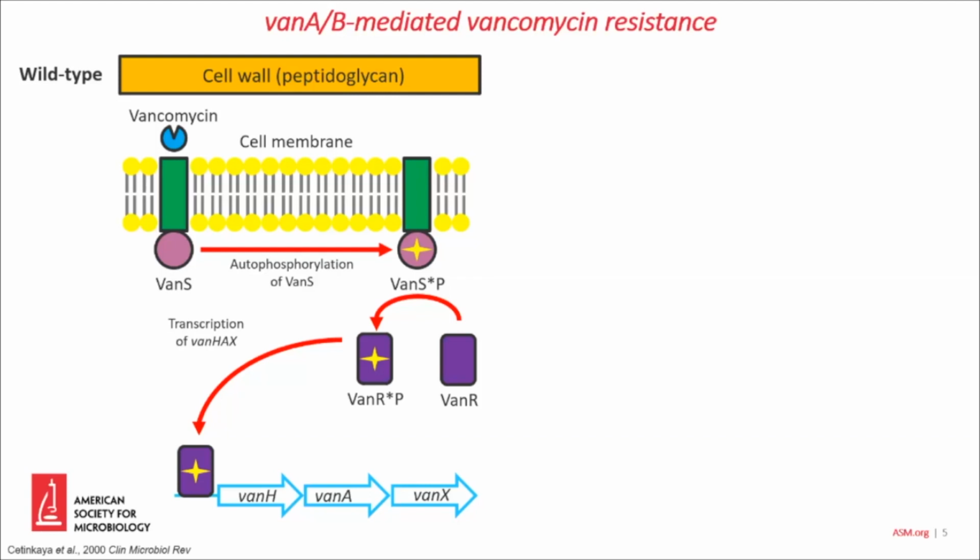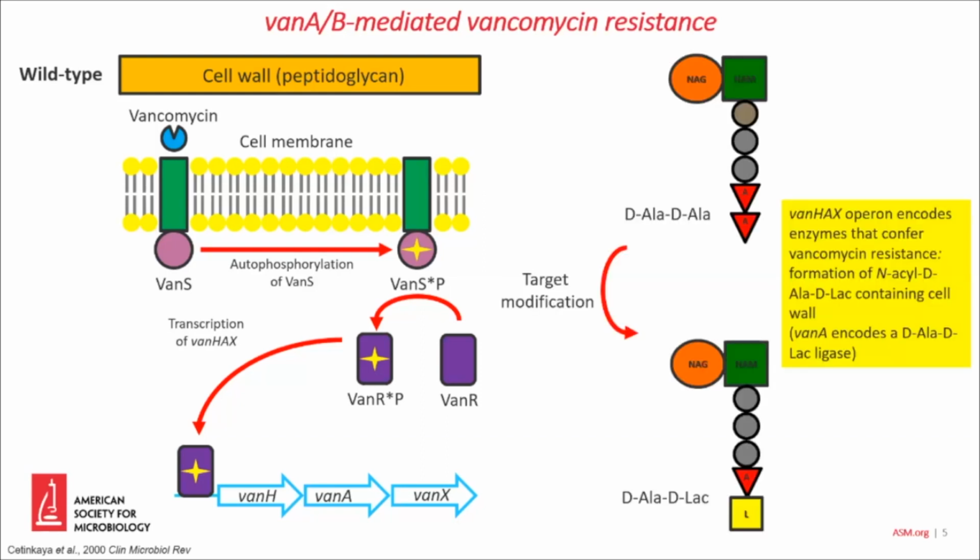VanS phosphorylates itself. It can then transfer that phosphate group to a protein called VanR, which is a transcriptional regulator. The phosphorylated VanR protein is then activated and binds to the DNA upstream of the vanHAX operon and turns on the genes that will confer resistance to vancomycin. Those genes, or the products of those genes, will convert the formation of D-Ala-D-Ala that's associated with the cell wall to D-Ala-D-lactate. So there's this target modification, and this modification reduces the affinity of vancomycin for the cell wall 1,000-fold.